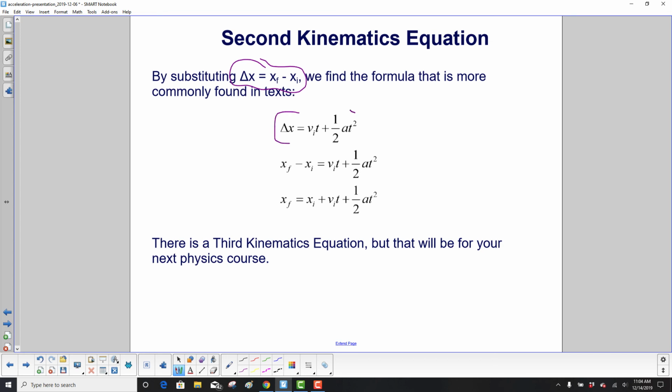So here's what we just found. We substitute in x final minus x initial for delta x, and then we just put x initial on the other side by adding it to both sides, and we get this. There's our second kinematics equation, as you'll find on the web and in textbooks. There's also a third kinematics equation, but we'll save that for our next course.